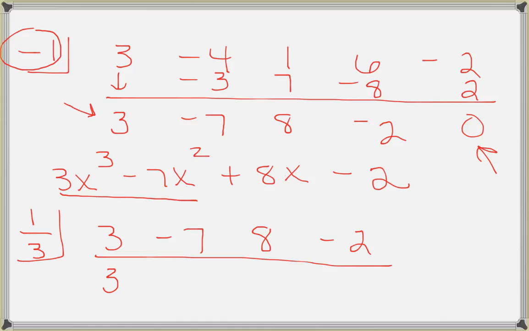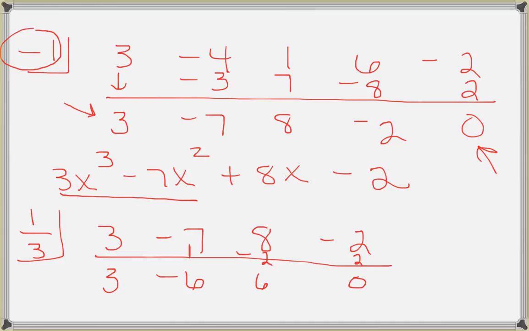So you can see I've started my synthetic division. 1/3 times 3 is 1. Minus 7 plus 1 is minus 6. 1/3 times minus 6 is minus 2. 1/3 times 6 is 2, so it is indeed a 0.